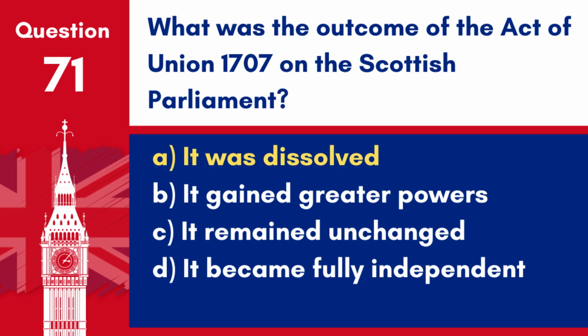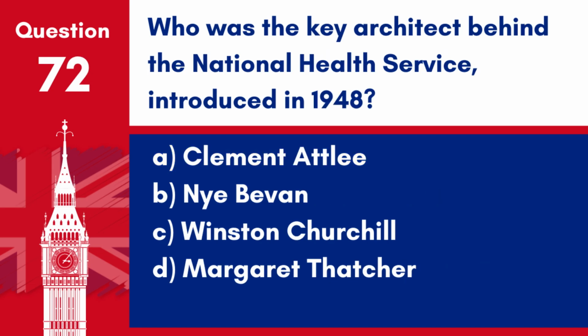Answer: A. It was dissolved. The Act of Union 1707 led to the dissolution of the separate Scottish Parliament, integrating it into the Parliament of Great Britain at Westminster.